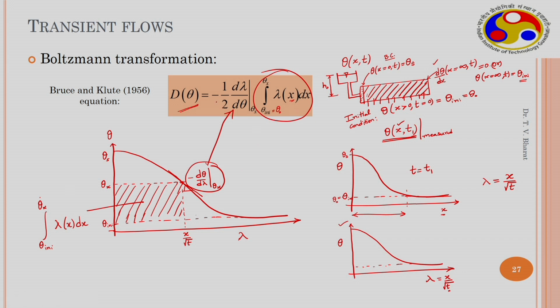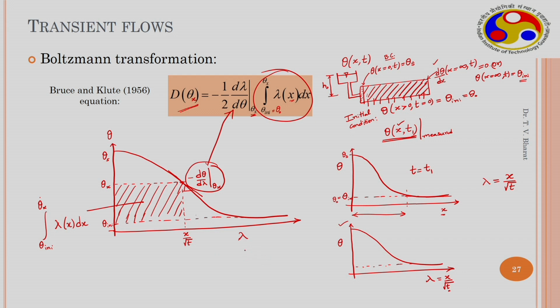So, essentially by multiplying with minus half and the slope at this particular point theta x on the curve, and the integration, that is the area of the hatched portion, should give you d theta at x at this particular point. Similarly, discrete data of d at different theta x values can be obtained.